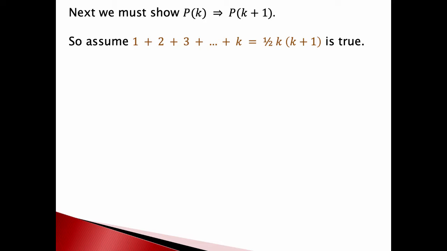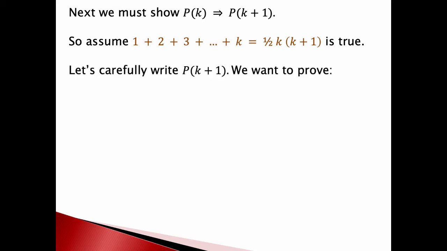So this is maybe the most important part here. Let's carefully write down what P of k plus 1 actually says. Because when we talked about direct proofs, I said, if you're trying to prove that P implies Q, the typical thing is you start with P and say, okay, I've got P, that's what I know. What does that tell me? Then go look at Q and say, okay, that's what I want to prove. Do I know anything that tells me that, and then try to connect the dots. So what is it that I'm trying to prove here? What does P of k plus 1 say?